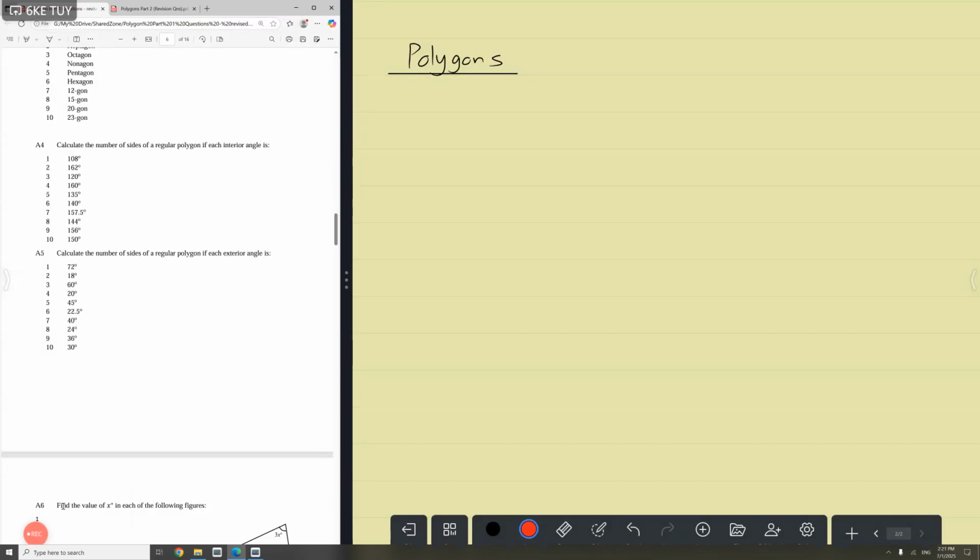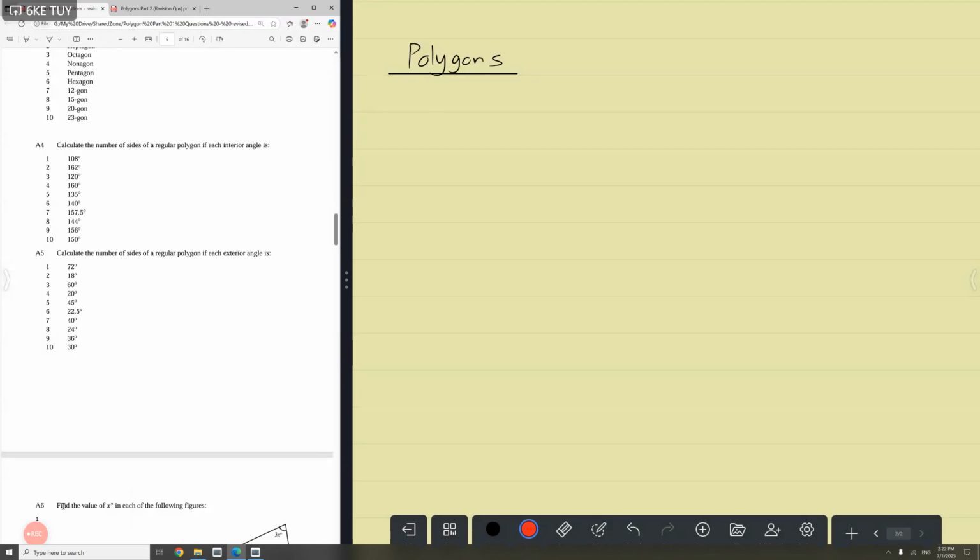In the previous video, I showed you how to find the interior angle, how to find the exterior angle, and how to find the sum of the interior angles. This time around, we're going to get something different. They give you the interior angle and they give you an exterior angle. Find the number of sides.